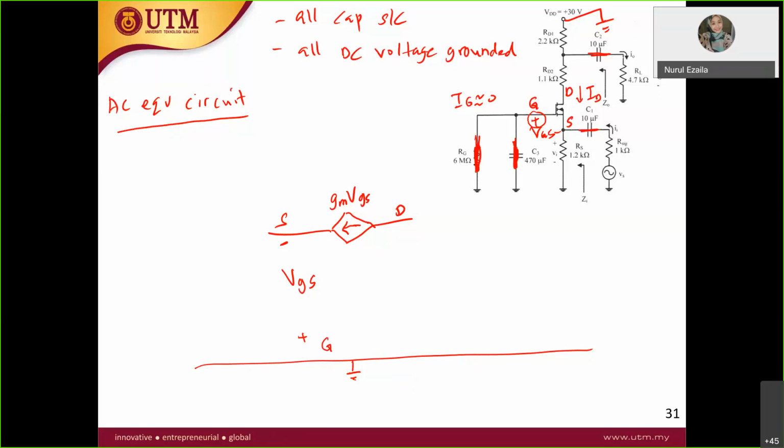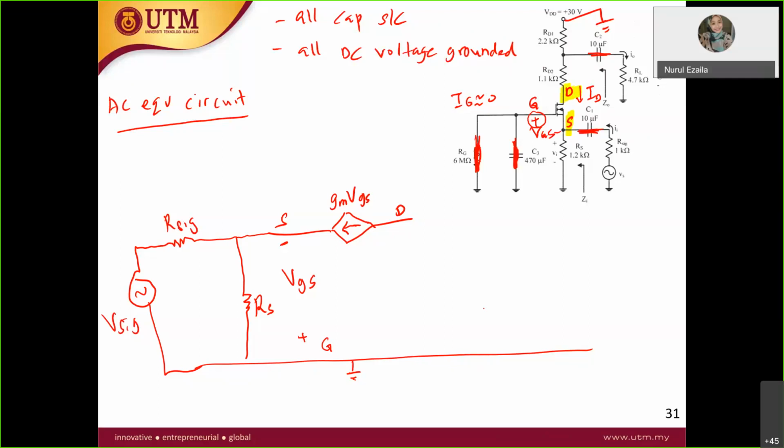Now look at the source over here. At the source you have RS. And then you have the capacitor short circuit, and then you have R signal, and then you have V signal. That's how you draw it. And then what's left is your drain over here.